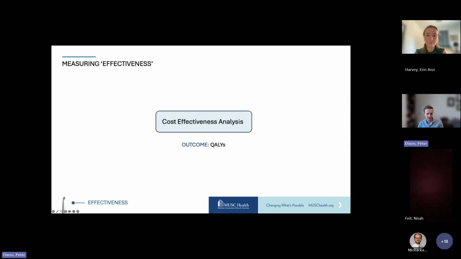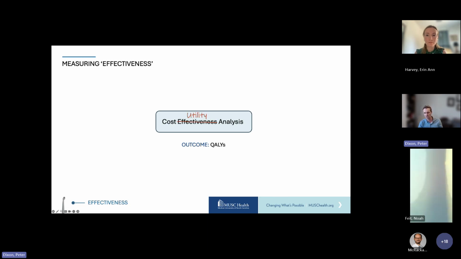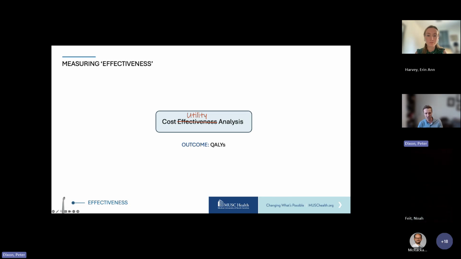And this is just sort of a subtle side point, which is that when we have cost effectiveness analysis and the outcome is QALYs, or quality adjusted life years, which is the most common outcome, we call them cost utility analysis. So you'll see those terms used interchangeably when we're talking about a quality outcome.